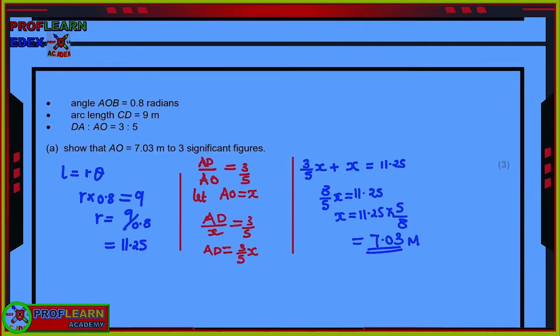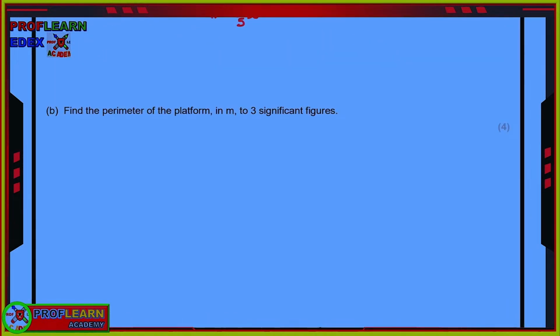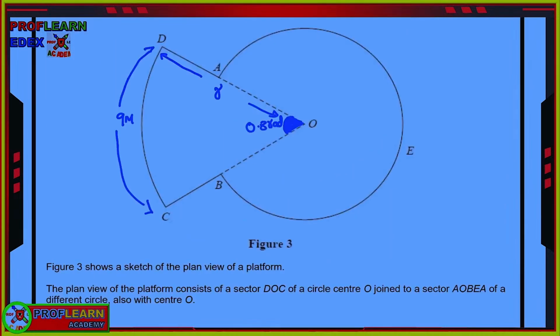We can now move to the next area, and the next area is talking about the perimeter of the platform. And remember, perimeter is distance all round. So if we have AO to be 7.03, then this section here, DA, is going to be 4.22, because OD was 11.25. So 11.25 minus 7.03 will give us 4.22. So DA is 4.22, CB is 4.22, and we also have DC, which is 9.